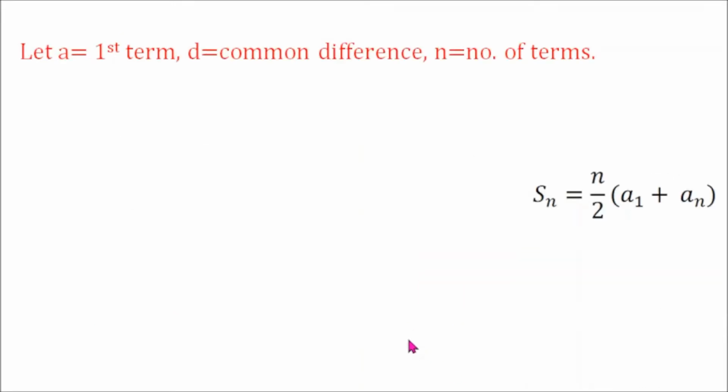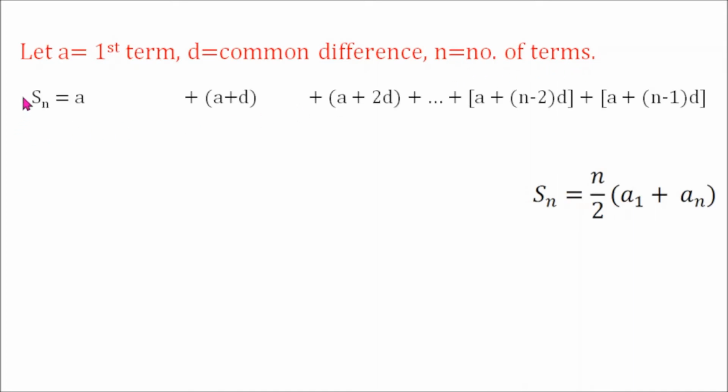Now, let us make a generalization. Let a be our first term, d be the common difference, and n be the number of terms. So to find the sum of n terms, it's the first term a, and the second term is a plus d. So the second term is obtained by adding d, or the common difference. Then the third term is obtained by adding the first term and twice the common difference, and so on and so forth, such that the last term is a plus the quantity n minus 1 times d.